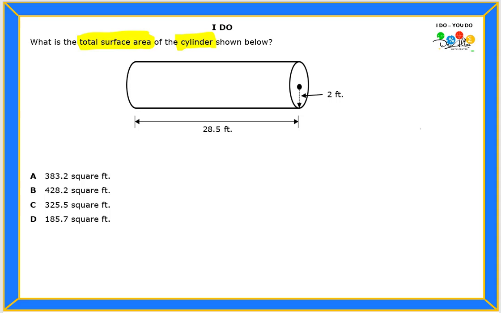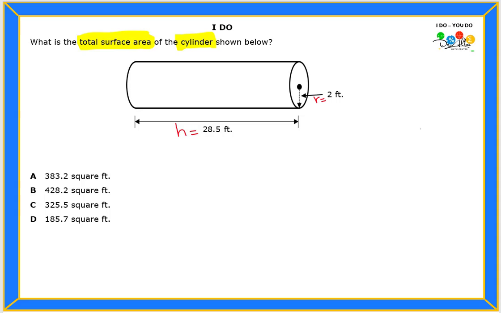Okay, so 2 feet is the radius of that circle. Okay, 28.5. Notice how it's kind of connecting the 2 circles. Therefore, that is your height. Okay, so now the question is, what's the formula for that?